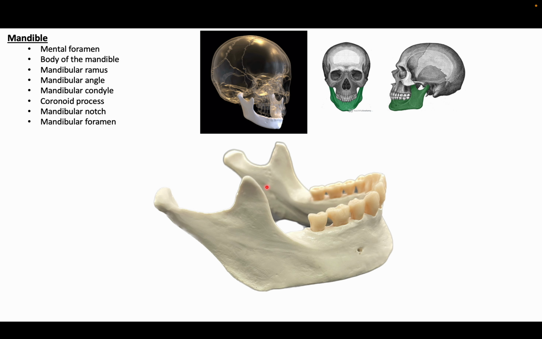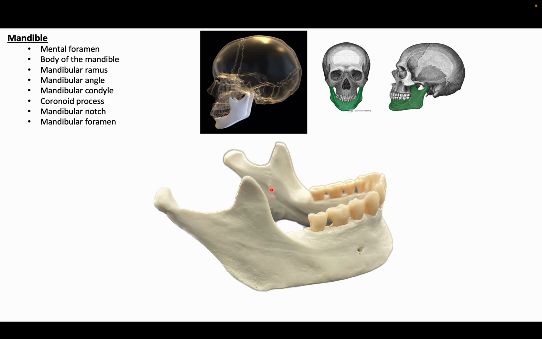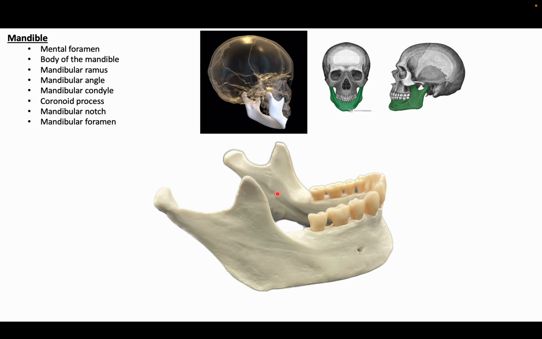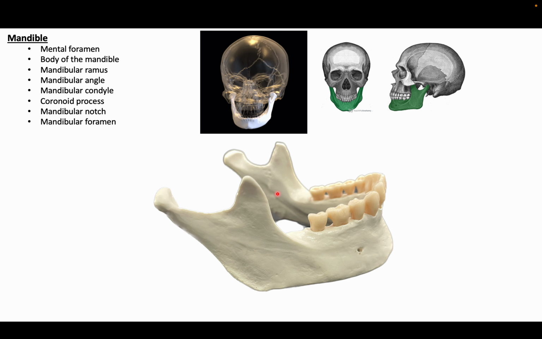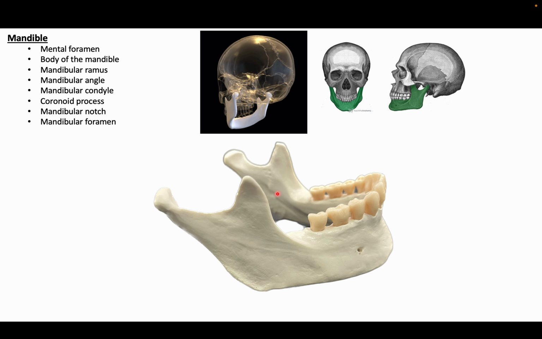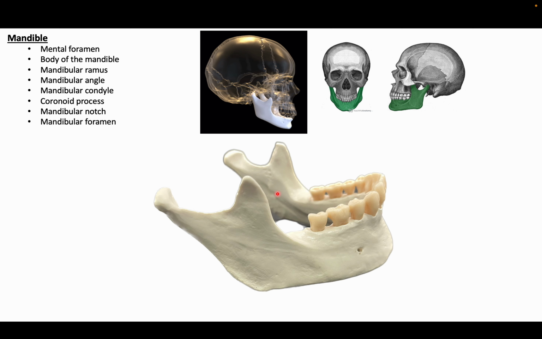There is a divot right here. This is called the mental foramen. And the mental foramen, as you can see right here, actually serves as a site where more nerve goes in and out. So particularly the alveolar nerve and the mental vessels.